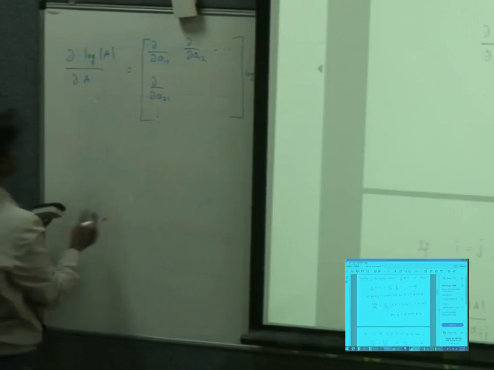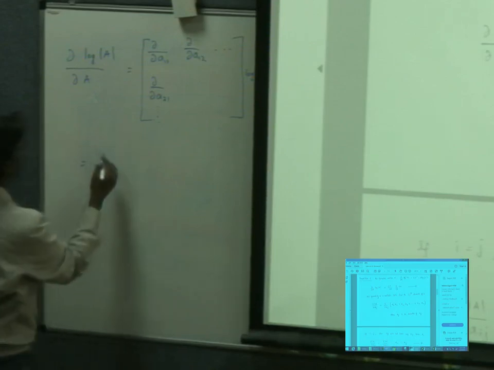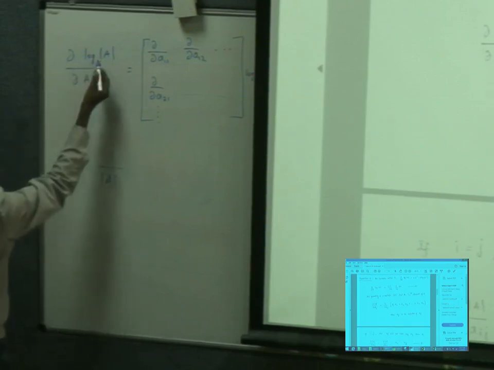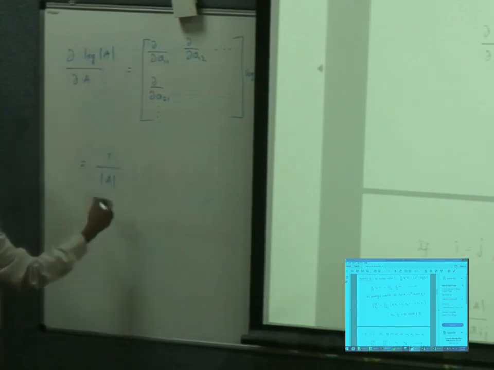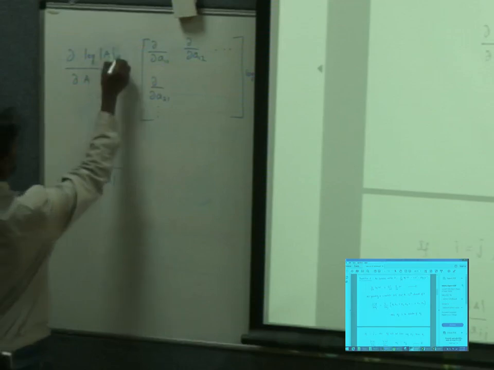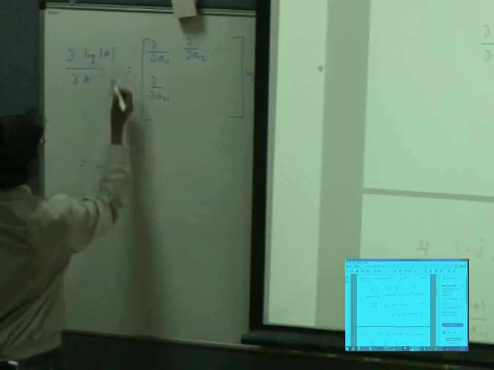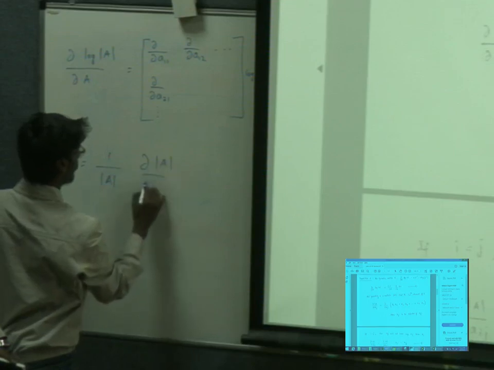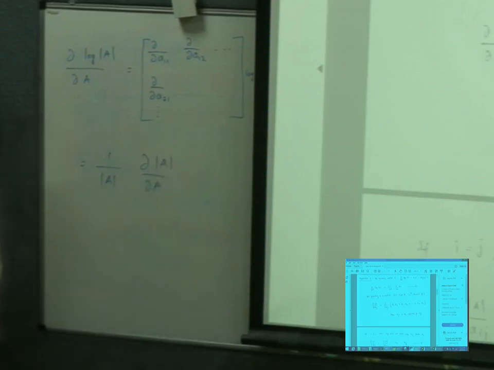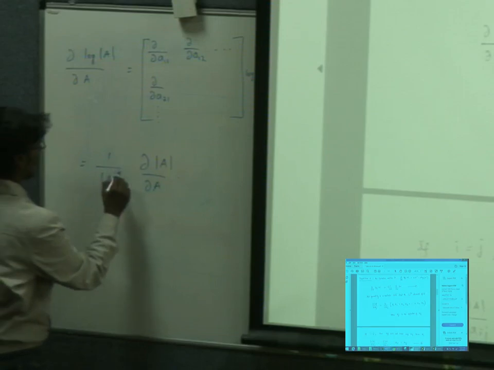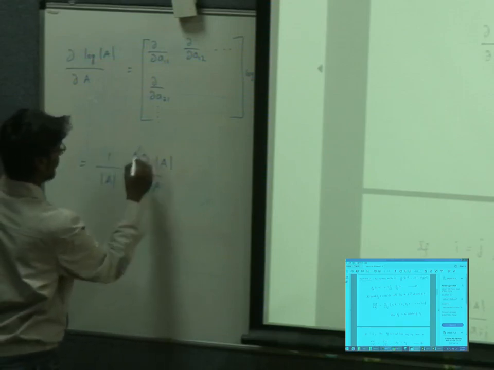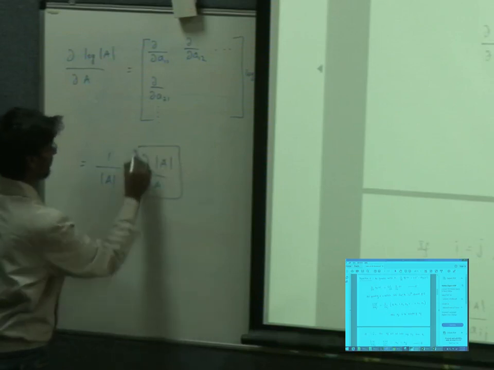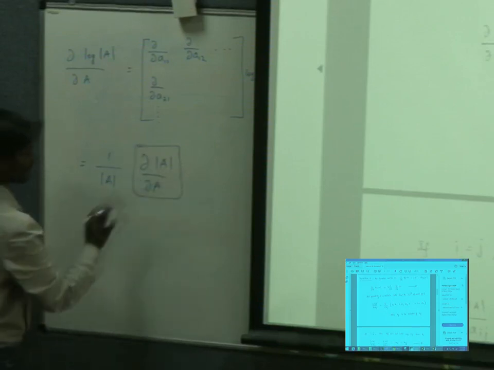Now, by a simple chain rule, the derivative of the logarithm of something is 1 over that quantity, times the partial derivative of it with respect to dA. This is a simple scalar quantity, but this involves again a partial derivative. Now we have to compute this one. So how do we do that?